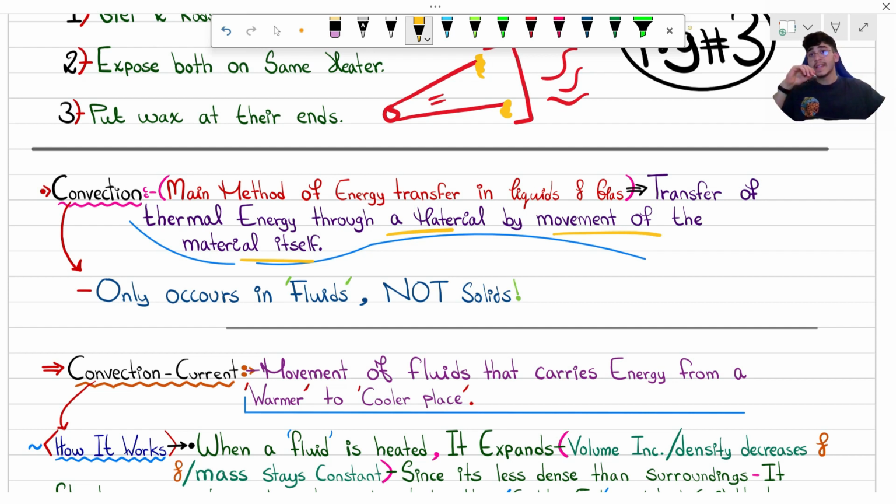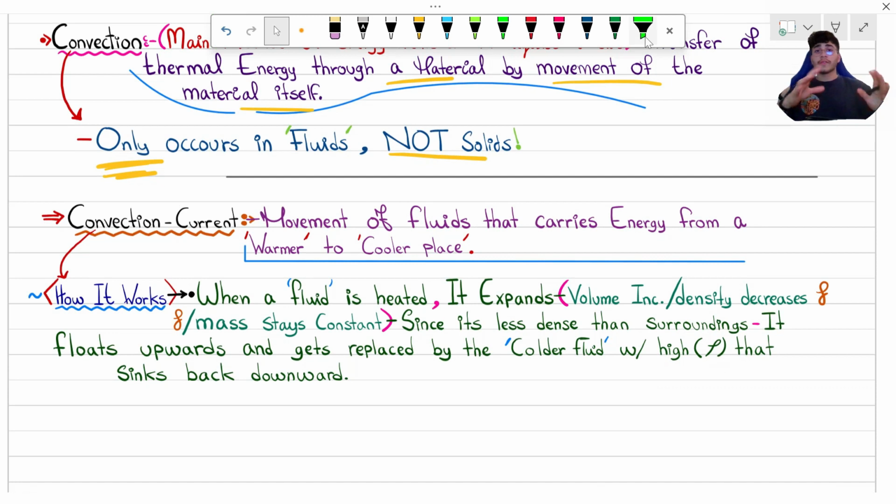This one only occurs in fluids and does not occur in solids. To understand convection, convection works by the convection current. What is a convection current? It's a simple movement of fluids that carries energy from a warmer to a cooler place.